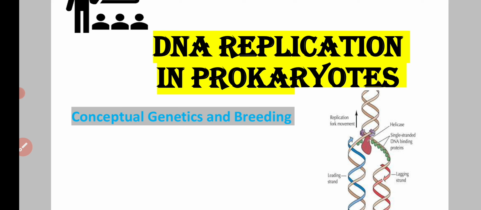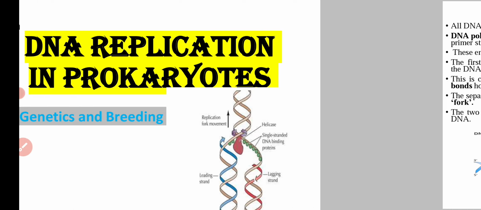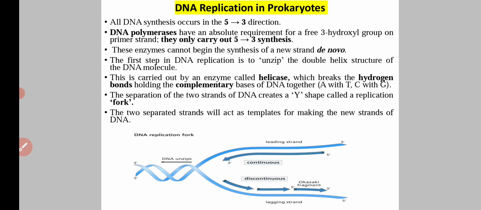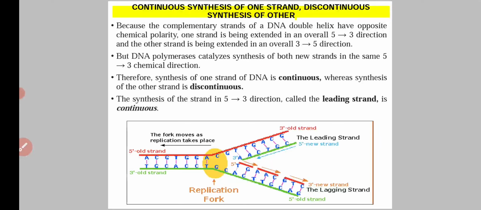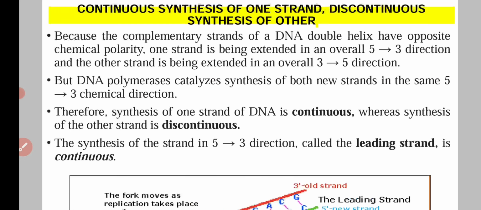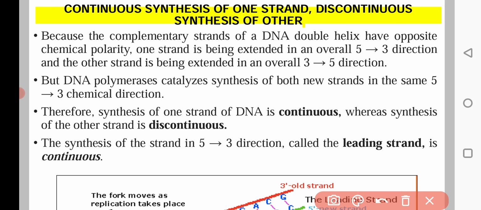In this video series, we are discussing DNA replication. Till now we have already discussed the basic steps of DNA replication, means what are the different requirements of DNA replication. Also we have already discussed that DNA replication takes place in two ways, means one strand is synthesized in a continuous manner and one strand is synthesized in a discontinuous manner.